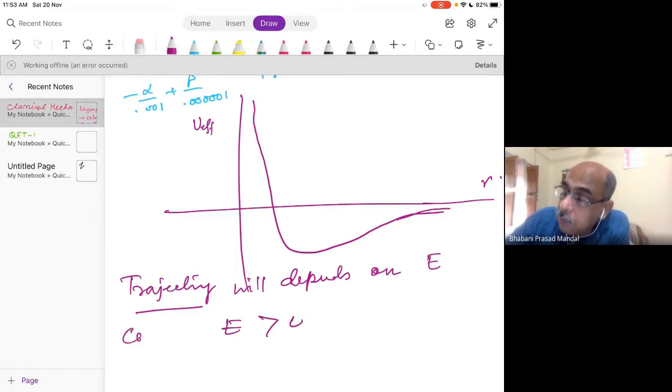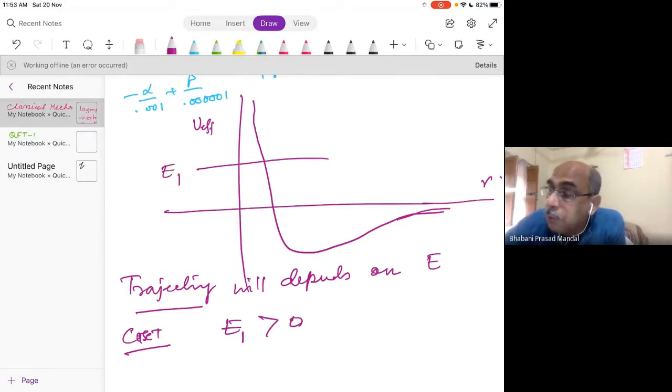So case 1, E1 greater than 0. I have energy somewhere, suppose this is my E1. Now can the particle exist on this side? On this side the particle will have negative kinetic energy, because on this side the potential energy is more. So this side means after this, it will be inside actually, sorry, my drawing is wrong.